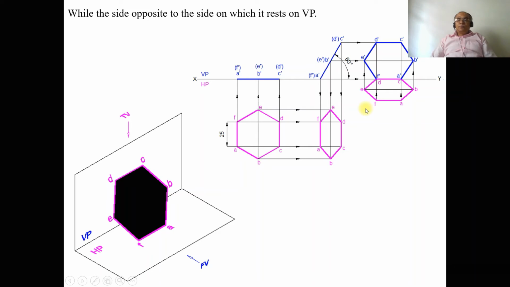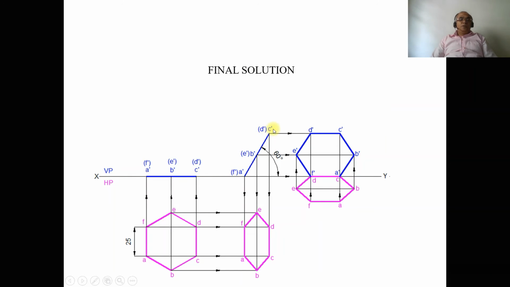Now we are going to try to solve the problem by using the sketchbook. To do that, first we draw the XY line with a thin line and mark XY and VP, HP. Now we need to construct this hexagon. To construct this hexagon, there is a procedure to follow. First we take a compass, take a radius of 25 mm and draw a thin circle of radius 25.